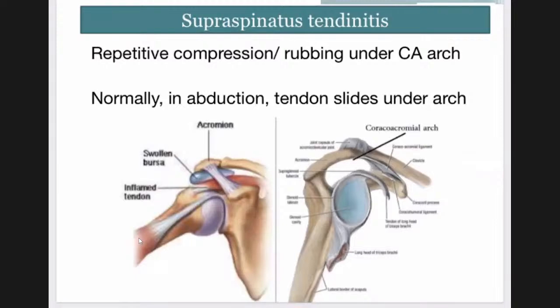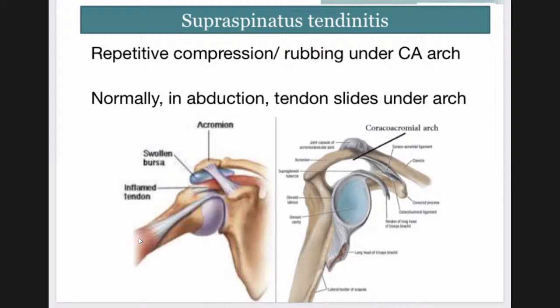So as you can see on this picture to the right, that is the coracoacromial arch. The coracoacromial arch is formed by the acromion and the coracoacromial ligament. Okay, so that's the coracoacromial arch. So when there is repetitive compression or rubbing of the supraspinatus tendon under the coracoacromial arch, then this can lead to tendinitis.